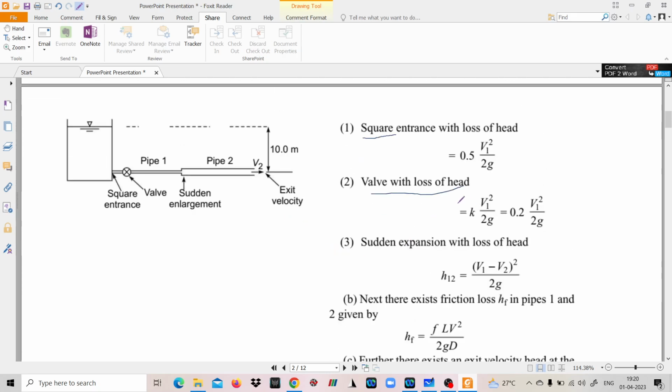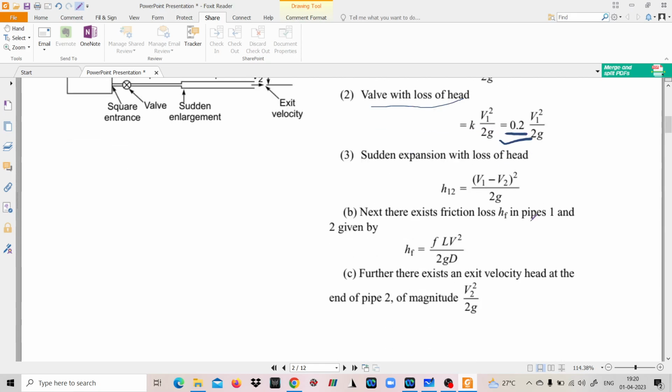So let us see. Square entrance with a loss of head 0.5 v1 square by twice g. Then the valve with a loss of head, where the value of the coefficient K is given as 0.2, so 0.2 v1 square by twice g. Then head loss due to sudden expansion is (v1 minus v2) whole square divided by twice g. Then there is the major loss, the major loss in pipe 1 and pipe 2.